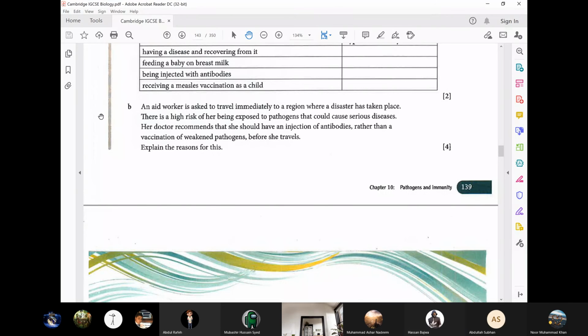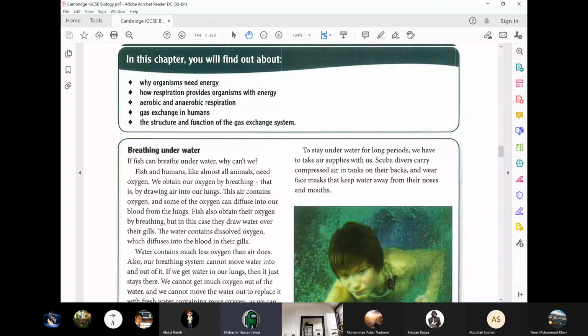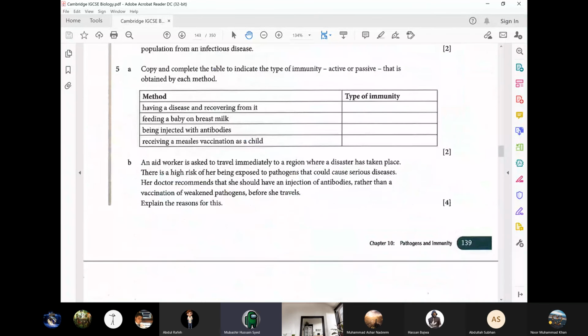Yes, sir. So we know, boys, that an aid worker is going to be exposed to the virus. If we see on the active immunity charts, it says after 10 days it starts producing antibodies. Very good. Right? So it takes time.